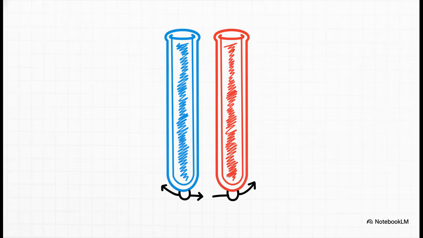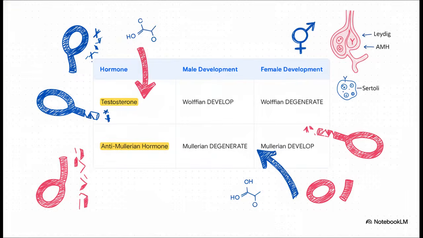You've got the Mesonephric ducts, which are also called the Wolffian ducts, and the Paramesonephric ducts, also known as the Müllerian Ducts. Both are there, ready to go. The choice between which set of pipes gets used is all down to the hormones coming from those new testes. So testosterone tells the Wolffian ducts, hey, it's your time to shine, and they develop into the structures that carry sperm. At the exact same time, another hormone called anti-Müllerian hormone, or AMH, tells the Müllerian ducts, nope, not you, and causes them to degenerate.